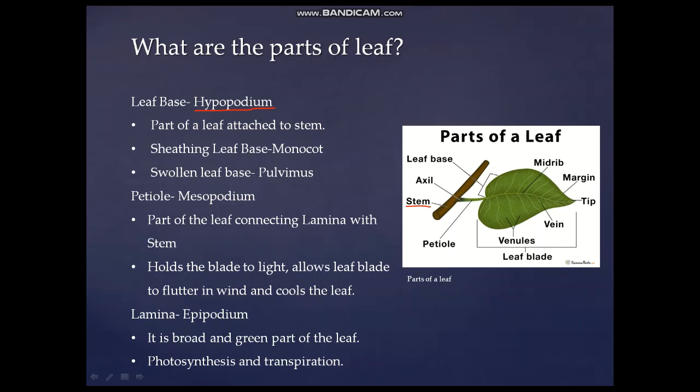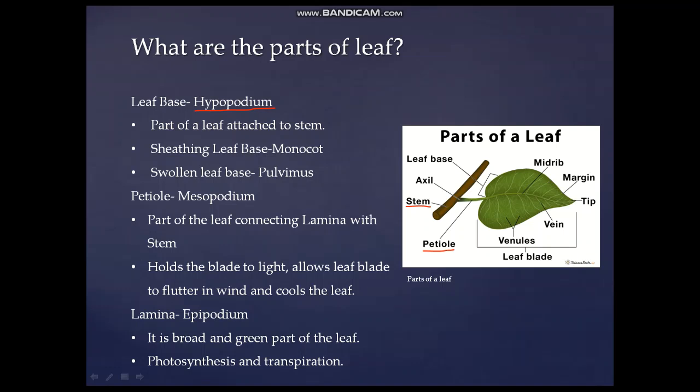The second part of the leaf is called petiole, also known as mesopodium. It's a stalk-like structure that connects lamina with stem. The function of petiole is to hold the blade to light so that the leaf gets proper sunlight, and to allow the leaf blade to flutter in wind and cool the leaf.